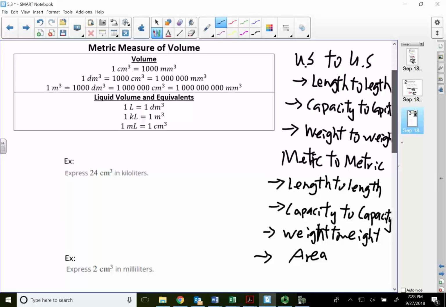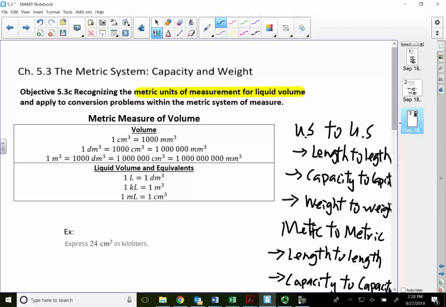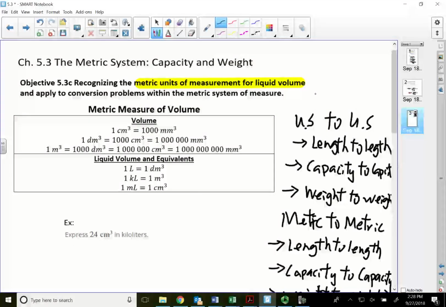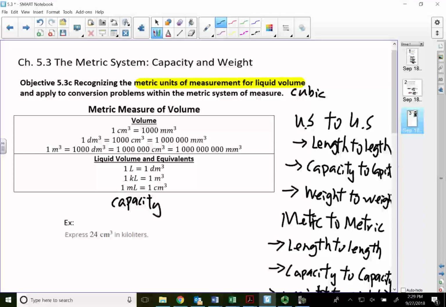So now we're going to talk about conversion between metric to metric involving liquid volume. Volume is referring to cubic. You know you're dealing with volume when you see the word cubic, and that's why you come over here on the formula sheet to read these. Up top here are cubic converting to other cubic within the metric. Down here, this is liquid volume equivalence. So this is converting between capacity with volume.